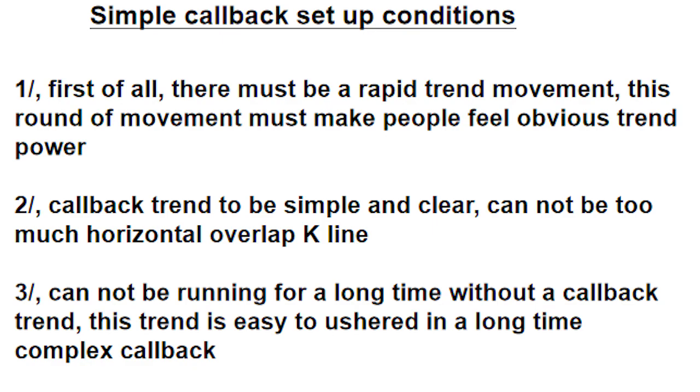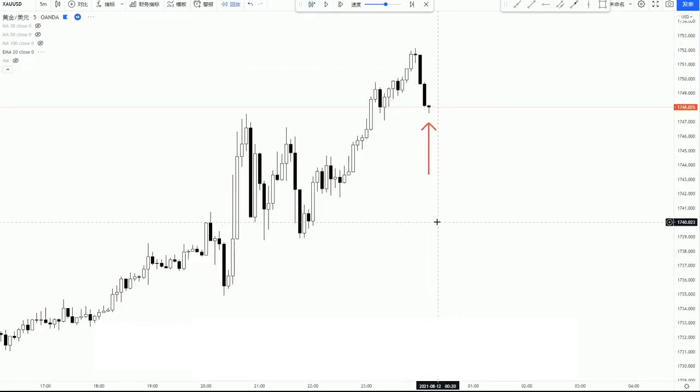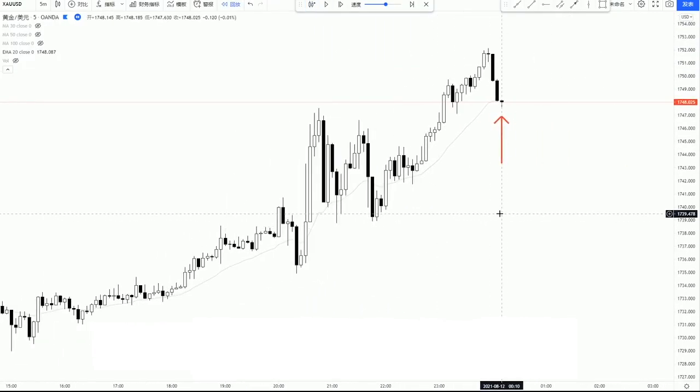Next, I will take you through how to operate this simple form of pullback in a real chart example. Let's look at the first example, which is the drawing we just used. Let's remove the K lines at the back and get a feel for it. Now you get this drawing and the price goes here.